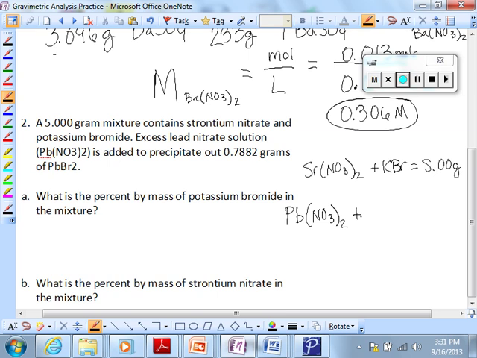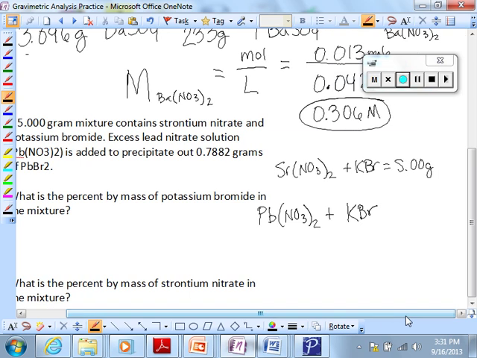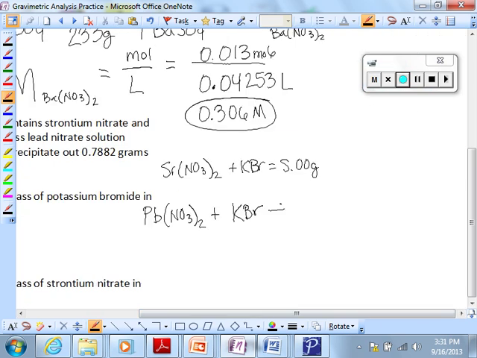We must identify what the lead nitrate reacted with. Well, it made lead bromide, so it must not have reacted with the strontium nitrate, because strontium is not mentioned, or nitrate, in the product. It must have reacted with potassium bromide, because I see bromide in the product. So it must have formed lead bromide, which was given, and then potassium nitrate.